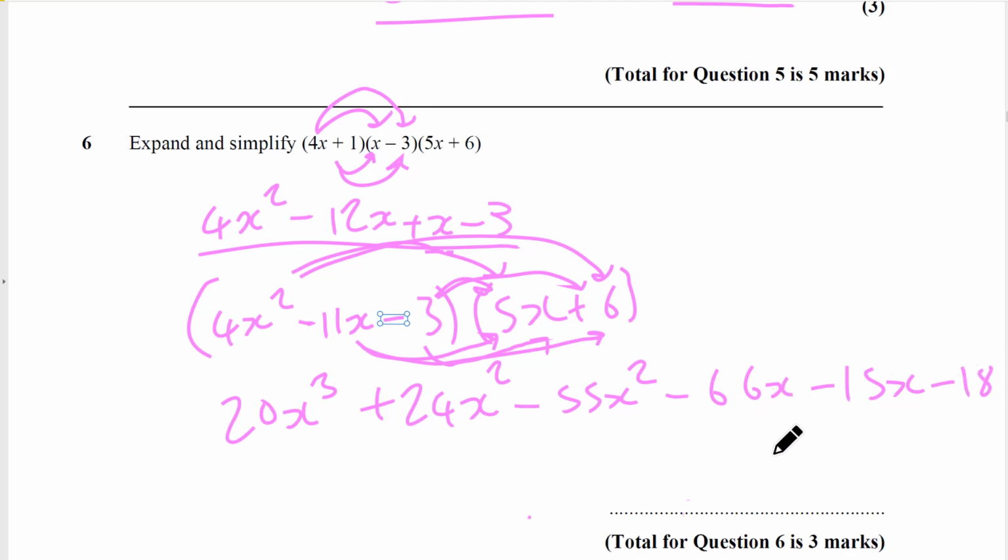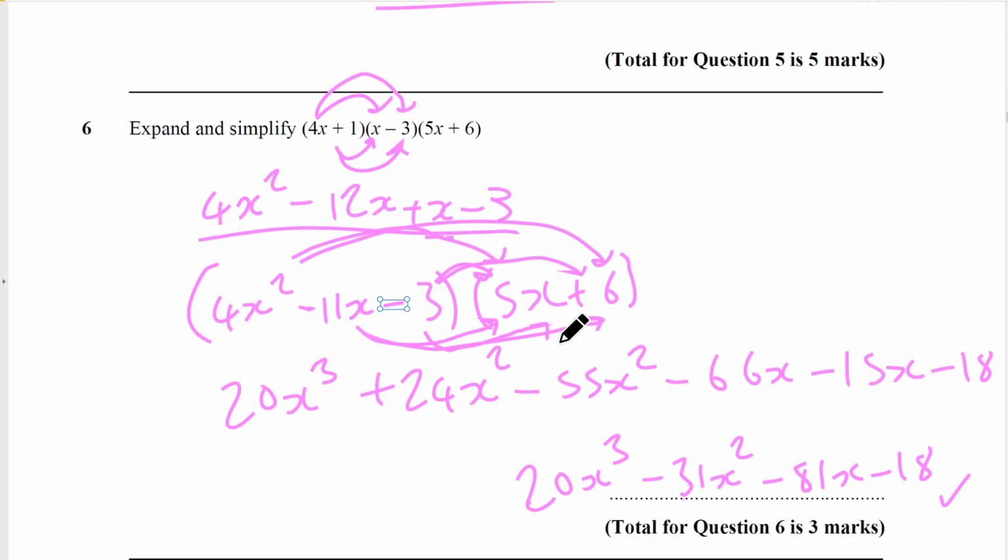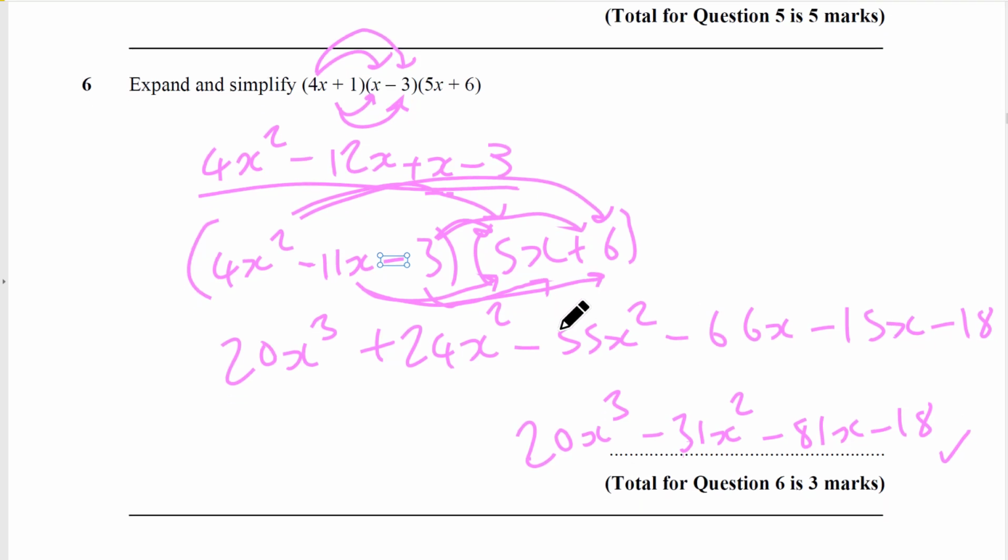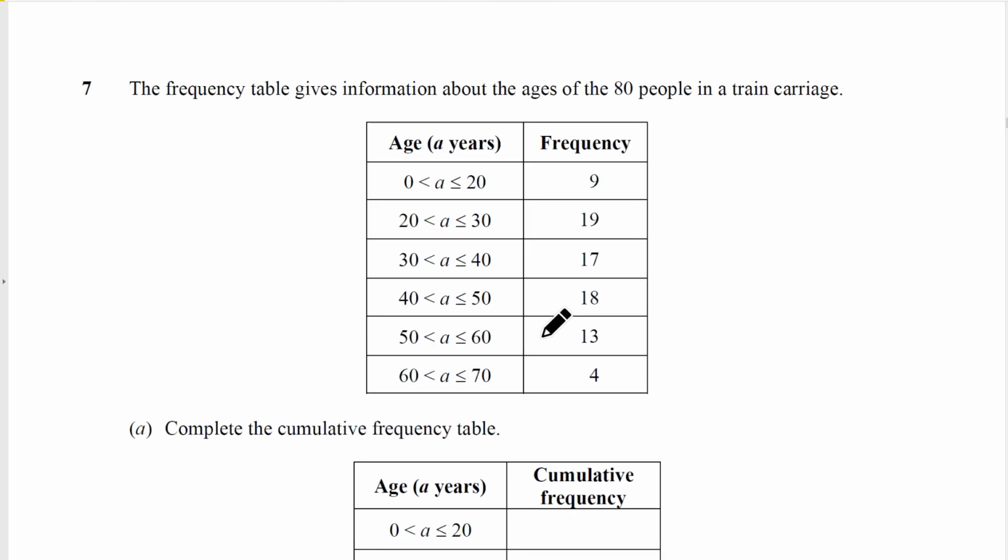Now this, even though it's easy, 3 out of 3 marks, it's easy to make a mistake. So do these questions carefully. 24x squared minus 55x squared, that's going to give us minus 31x squared. Minus 66 minus 15, that's going to give us minus 81x. Minus 18, that's your 3 out of 3. Have some working, just so you make sure you get 2 out of 3 marks on that one.